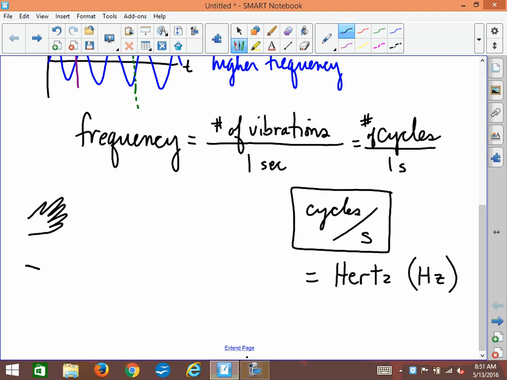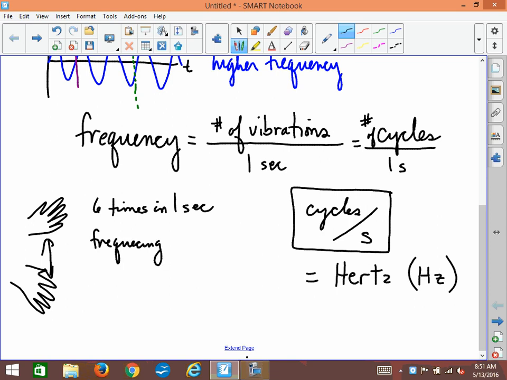And the hand is waving up and down. So I'll draw the other. Right? If the hand is flapping, waving up and down, and if you waved 6 times in 1 second, you would say that the frequency of your wave is 6 cycles per second. Frequency, let's try to spell things right again. The frequency equals 6 cycles per second, or you could simply say 6 hertz.